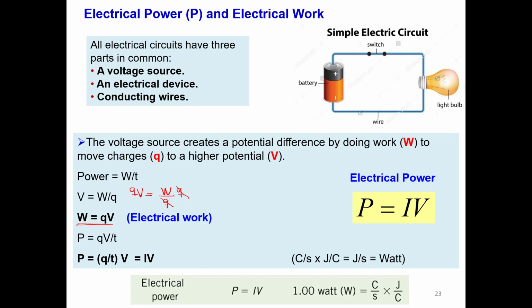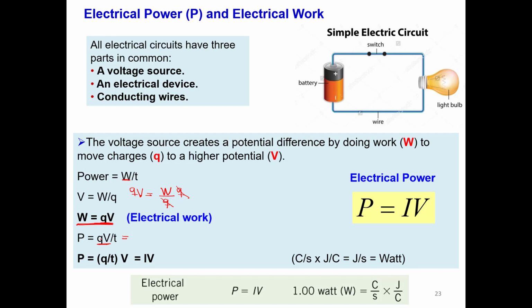Now let's define electrical power. We know power is work per unit time, but work equals charge times voltage. Then let's replace this value, this equation, into the power equation. Work equals charge times voltage, per unit time. Then we replace work by this one. Now we can rewrite this equation.